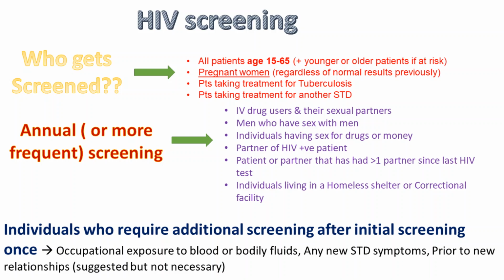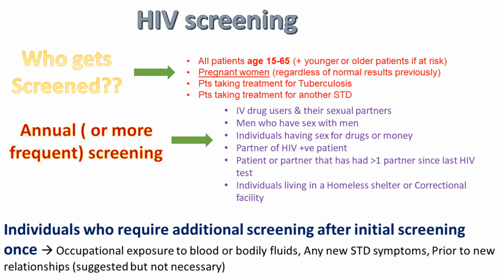Now, regarding HIV screening, the question is which individuals are screened. So, all the individuals between age 15 and 65 are screened. Also, individuals which are younger or older can be screened if they are at risk. Pregnant women, regardless of normal results in their previous pregnancy or before that, should also be screened. Any individuals that are taking treatment for tuberculosis or any other STD should be screened for HIV.